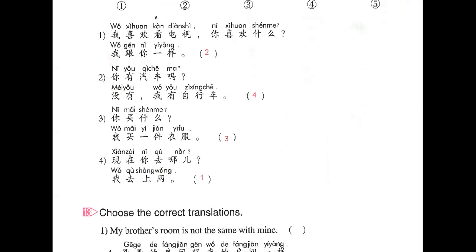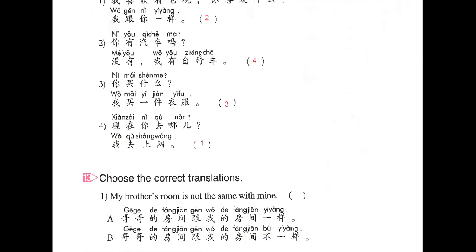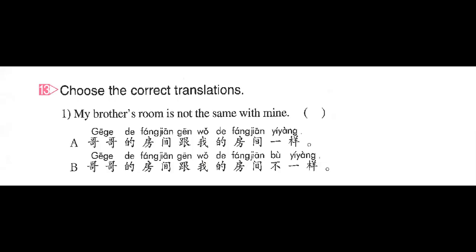Next activity is number 13, and here we have to choose the correct translations. Okay, this is important because we're going to have some mistakes that we need to check. For example, my brother's room is not the same with mine. 哥哥的房间跟我的房间一样. Here we are saying that it is the same, but here it says it's not the same. So this one, 哥哥的房间跟我的房间不一样. Okay, so here we have letter B.